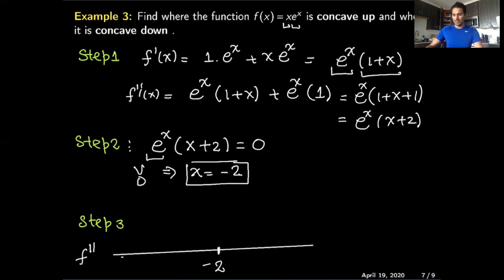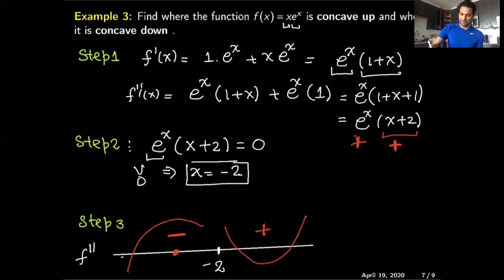I will pick a test point on the left of -2. Let's suppose -3. If I plug -3 here, that gives me a negative sign, but this is always positive. So this is a negative sign on this side. The second derivative is negative on the left side of -2. If I take 0 here and plug it in, you can see there will be a positive sign here, and positive times positive is positive. So the function is concave downward here, concave upward here, and x is equal to -2 is a point of inflection because the function changes in concavity.